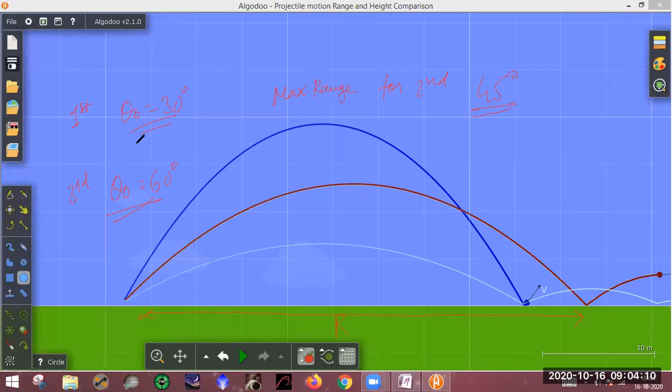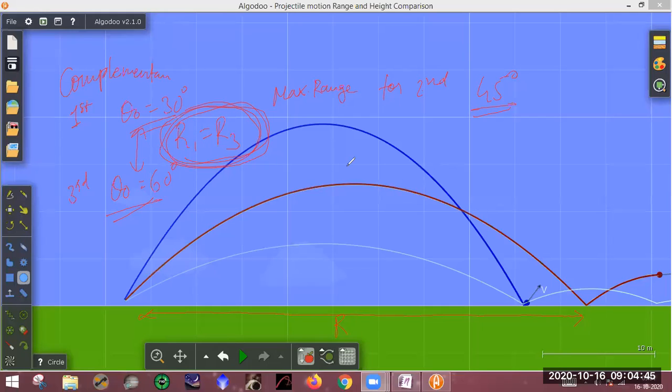Okay, these two ranges were equal. If you realize, R1 was equal to R3, right? The range of the first was equal to the range of the third because the angles are complementary, right? Their total is 90, right? That's what has happened. So that's it. Then let's end this class today. I'm going to send you lots of important points and some homework also.